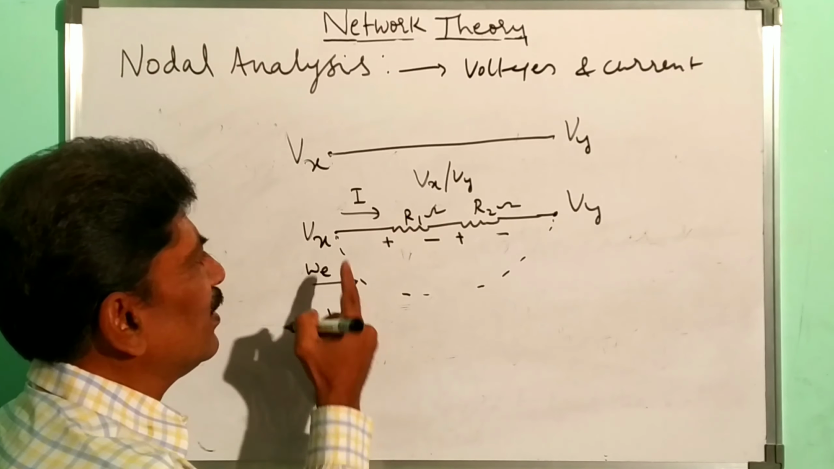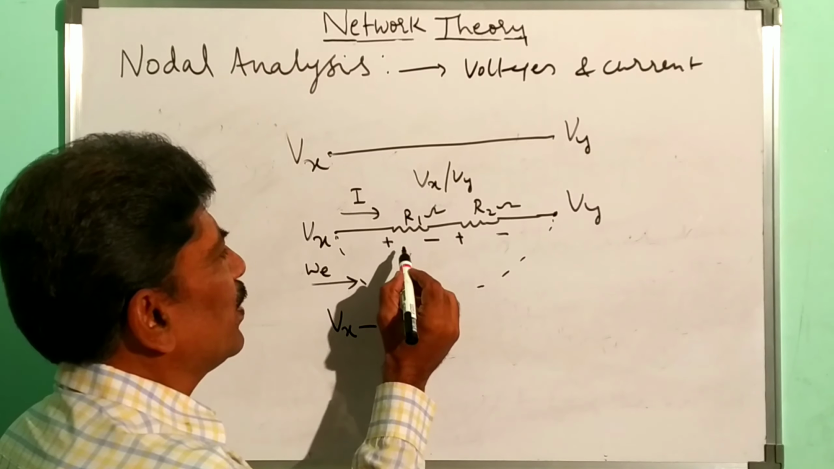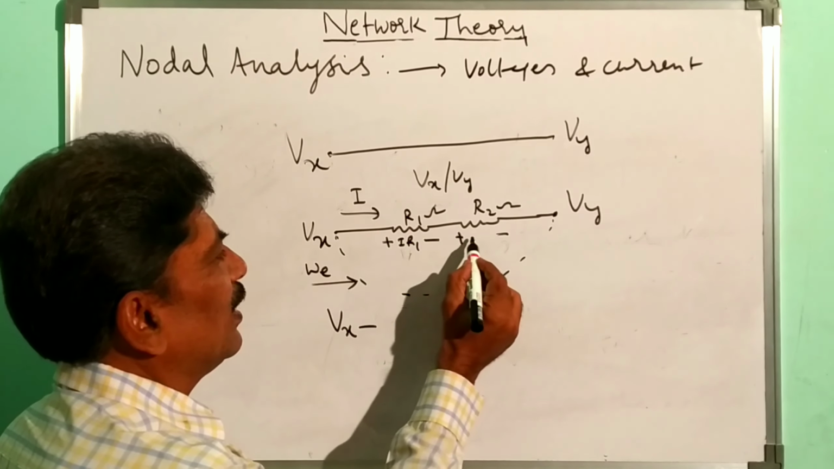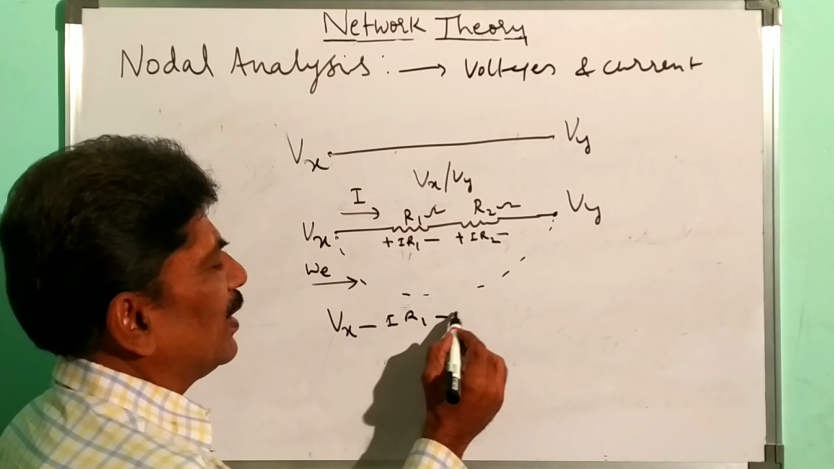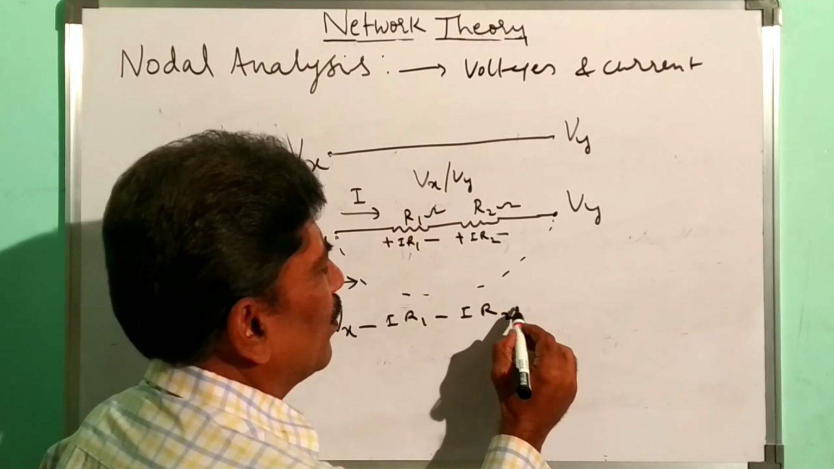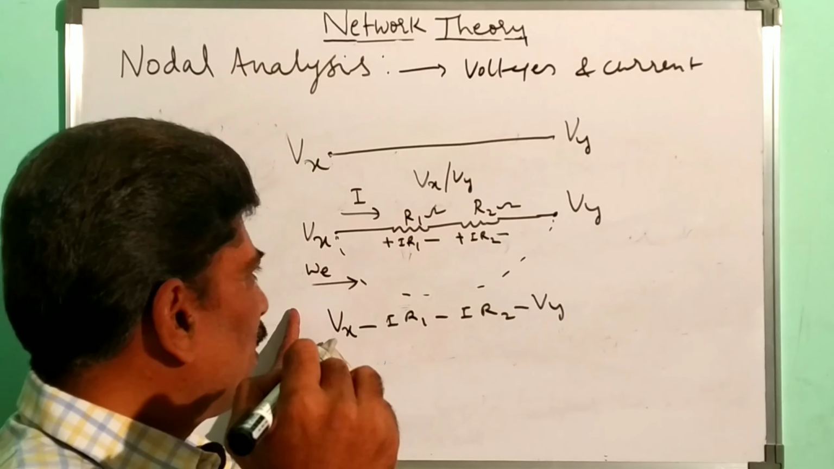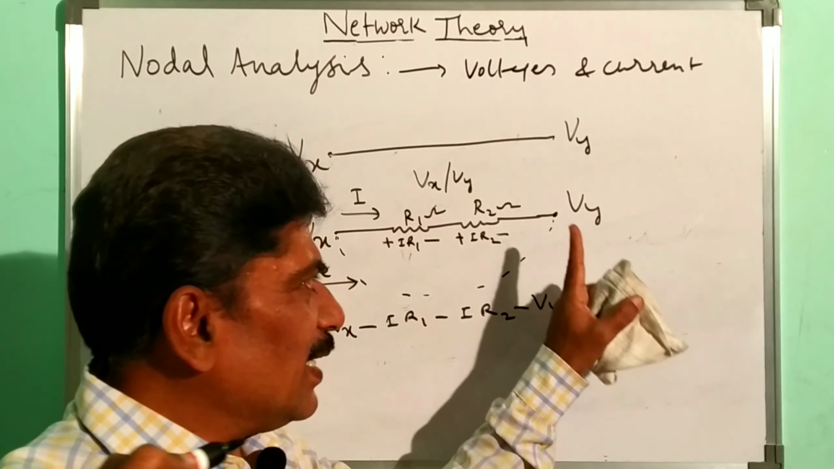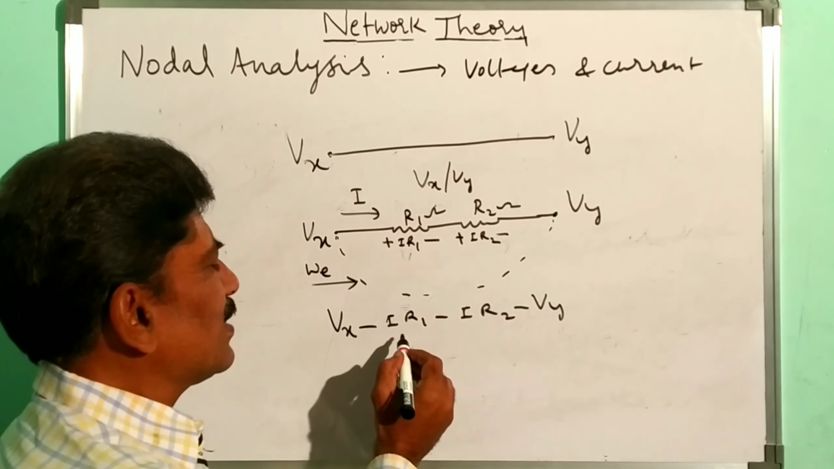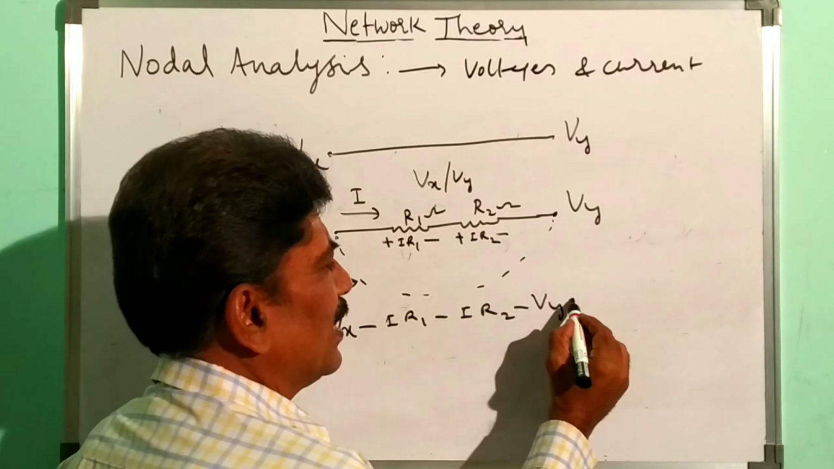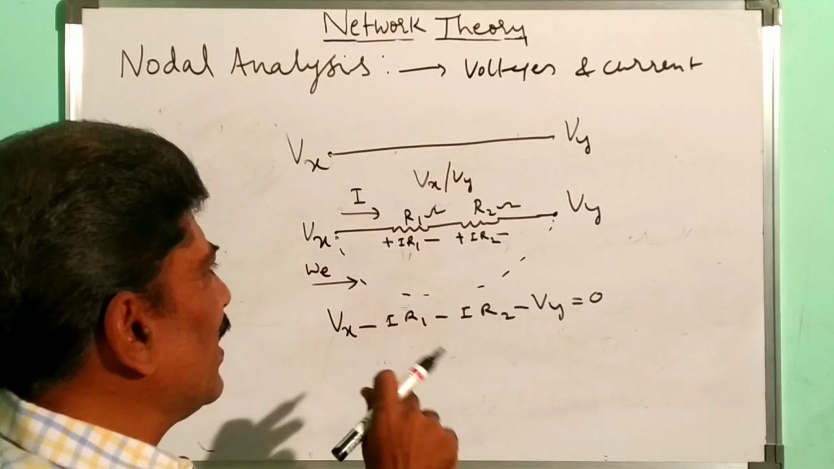So Vx, here drop in potential, plus to minus. What is the drop here? IR1, here IR2. So minus IR1 minus IR2 minus Vy. Vy is lower potential. We are moving from higher potential to lower potential. If you move from this end, it will be higher potential and this will be lower potential. Okay? Vx minus IR1 minus IR2 minus Vy is equal to 0. This is a way of applying Kirchhoff's voltage law for finding the current I.